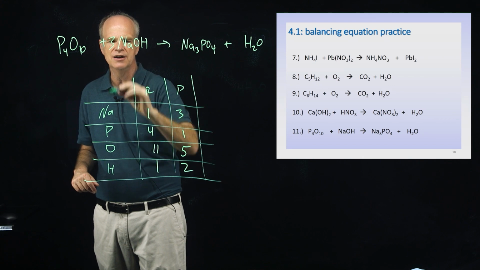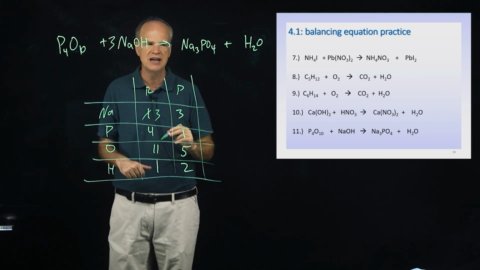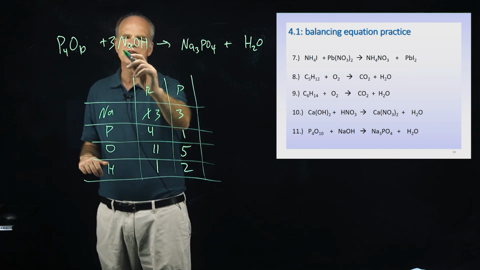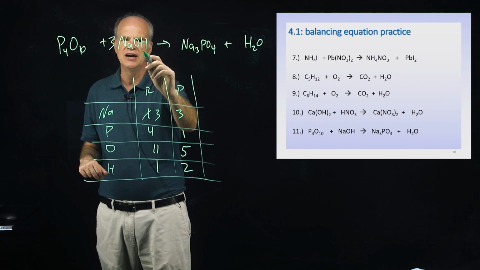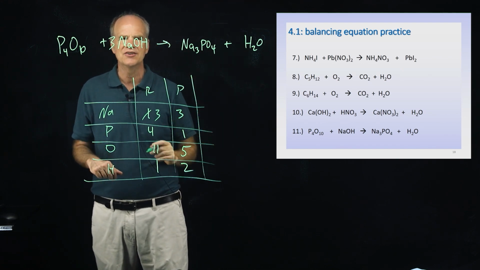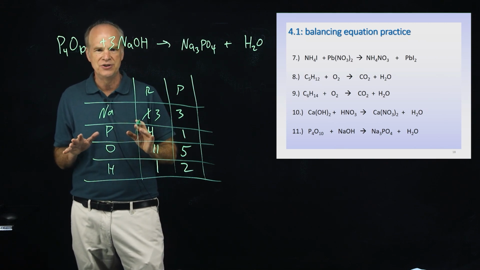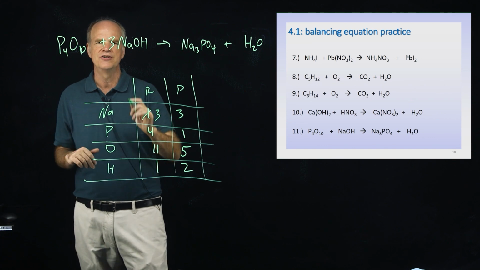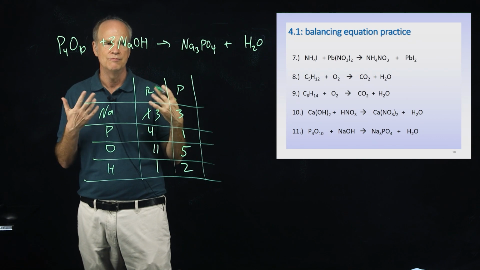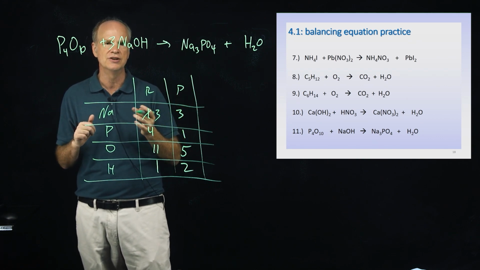So we have 3 sodiums on the right. I'll put a 3 here. So now the sodiums are balanced. Now let's check hydrogens and see where we're at right now with that. So it looks like we have 3 hydrogens on the reactant side, and we have 2 hydrogens on the product side. Yeesh! Okay, so here, what I would try to do is think of a small number that 3 and 2 can go into evenly, and then we'll maybe use that number as a way to balance the equation.